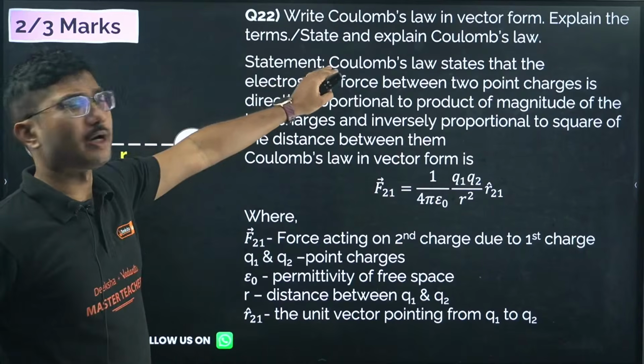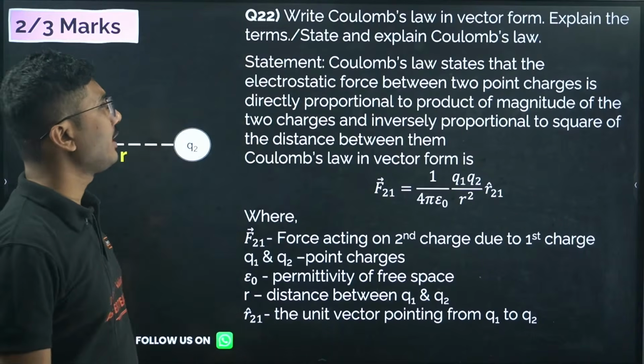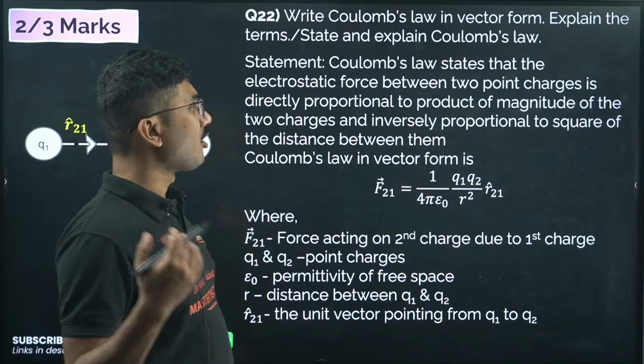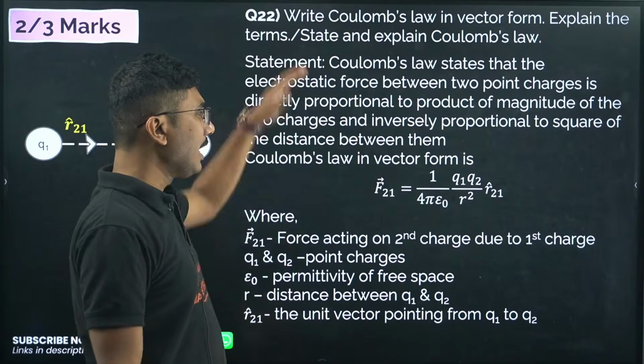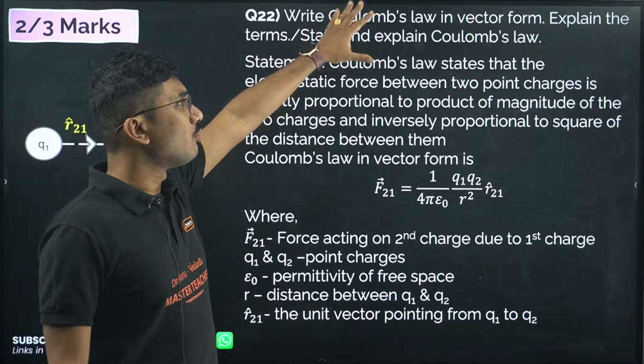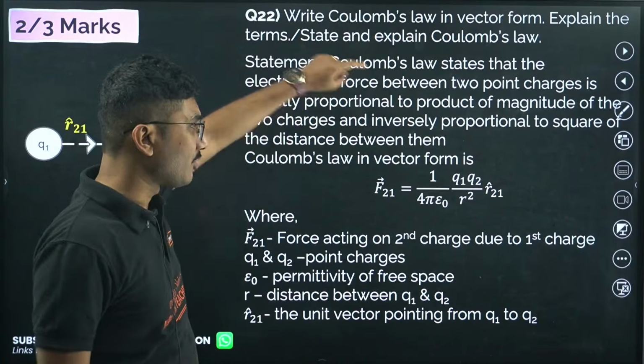This is also super important, super duper important. Write Coulomb's law in vector form, explain the terms, state and explain Coulomb's law. Both are possible. If you prepare one answer, both questions can be answered from this single answer.